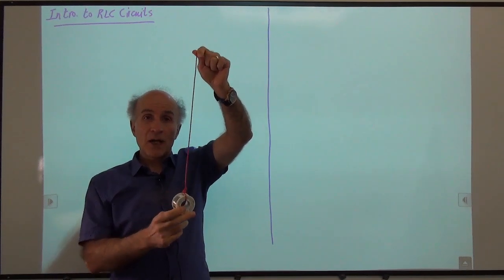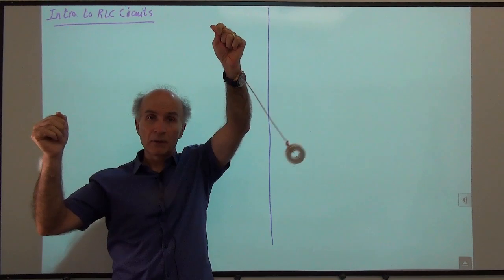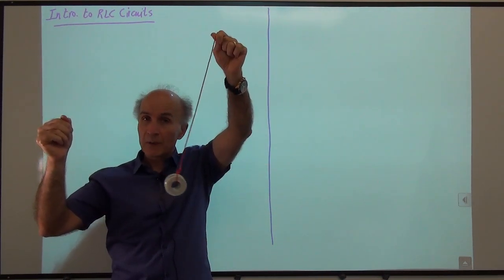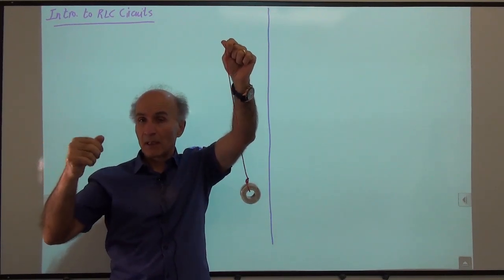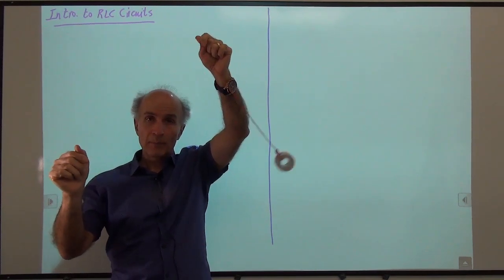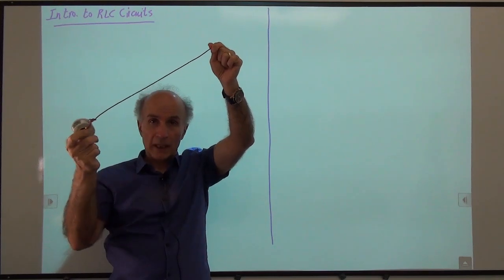Now, just the way this oscillation or this periodic behavior decays and the pendulum comes to a stop, we would expect we should see something similar in RLC circuits. Why does it stop? Well, because there's friction at the hinge up here, and there's also the air friction, right?